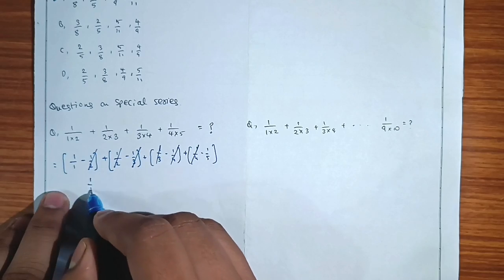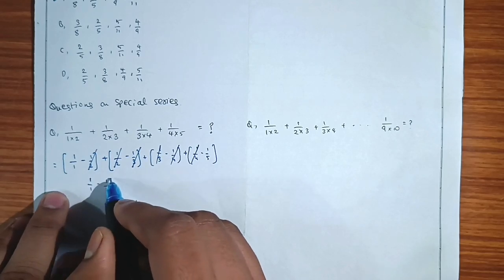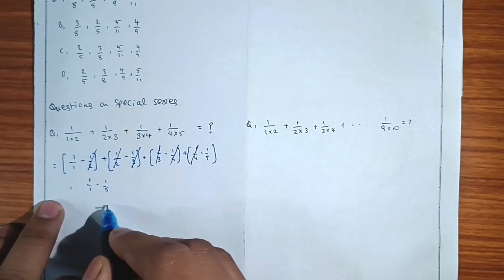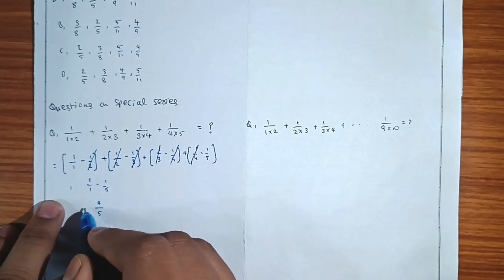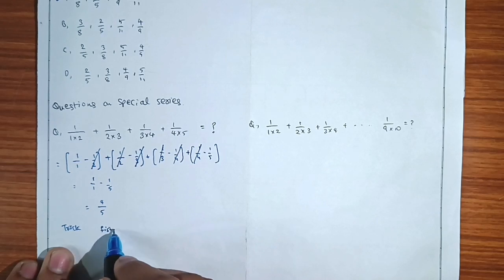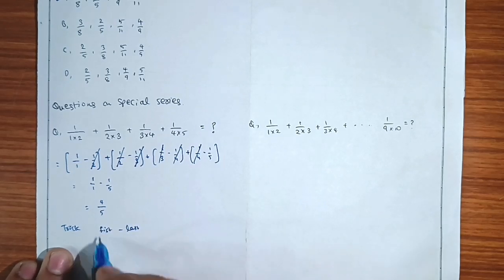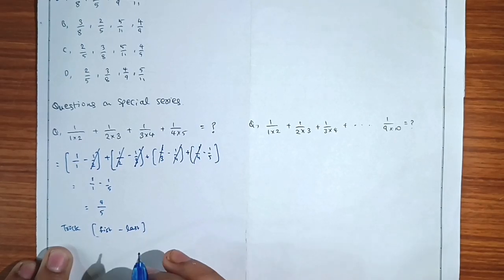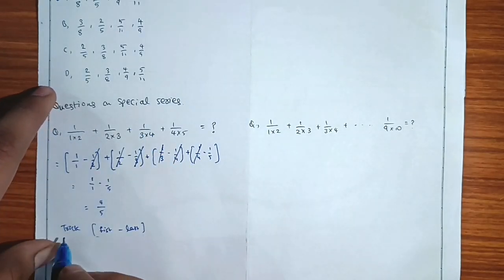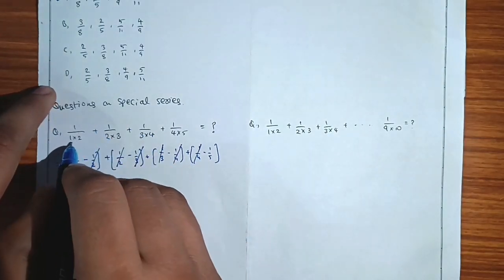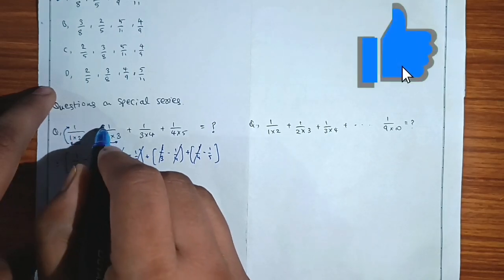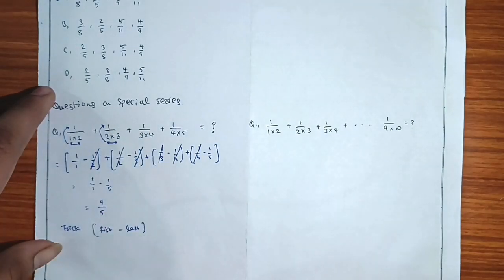Now we are left over with 1 by 1 minus 1 by 5. So when you take the denominators like this, 1 into 5 is 5, here 5 minus 1 is 4. The trick is first value minus the last value. Here we have conditions. The difference of the denominators should be in the numerator. This is the first condition you need to remember.